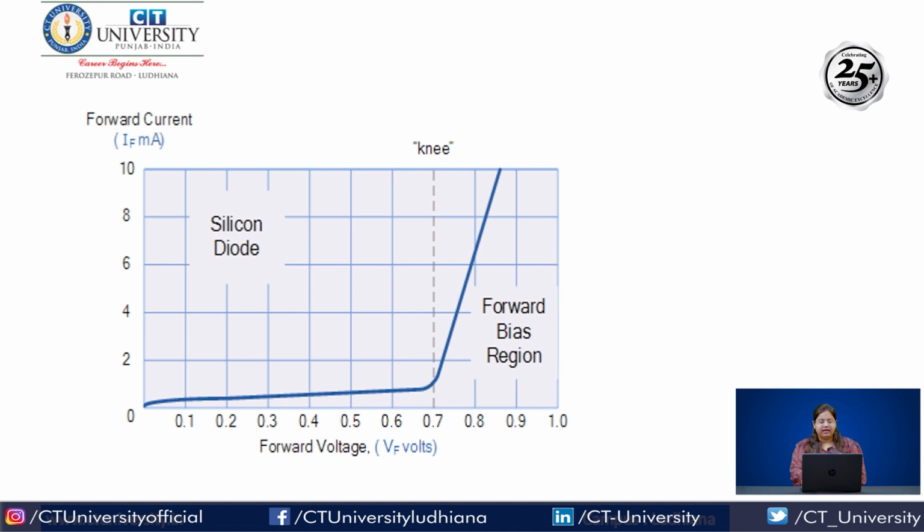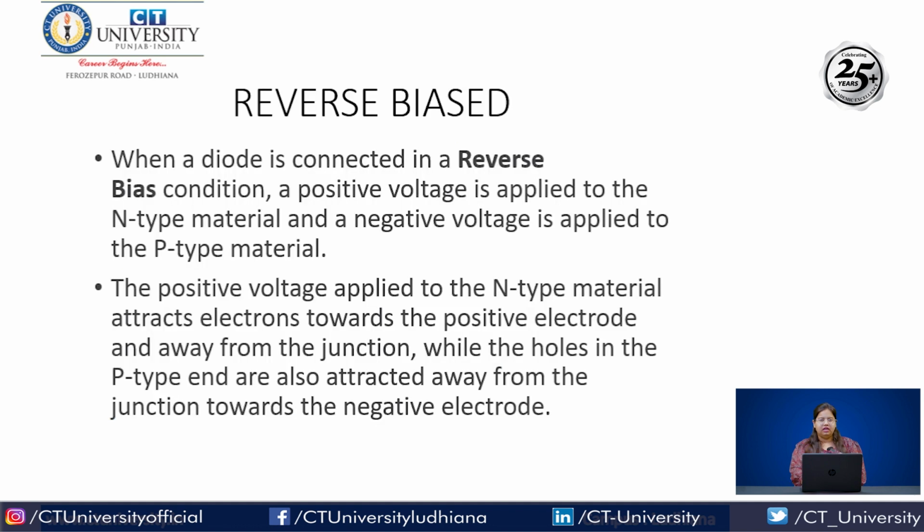This is the VI curve or forward characteristic curve for the forward current and forward voltage. At 0.7 volts, there is a knee voltage. After this, there is a high rise of current. Next one is reverse bias.